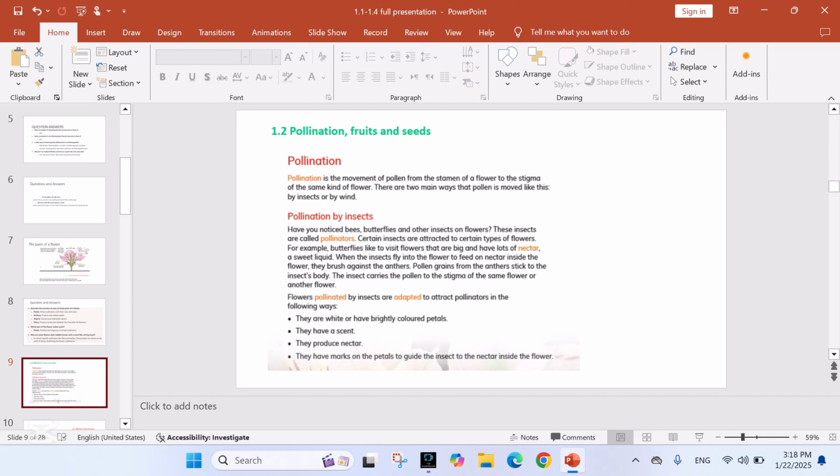Flowers pollinated by insects are adapted to attract pollinators in the following ways. They are white or have brightly colored petals. They have a scent. They produce nectar. They have marks on the petals to guide the insects to the nectar inside the flower.